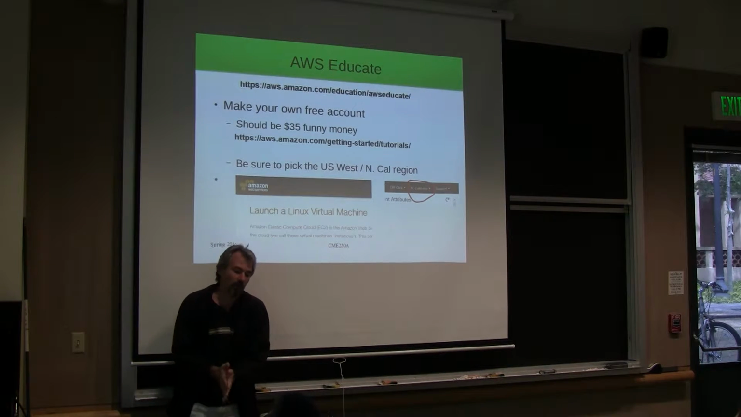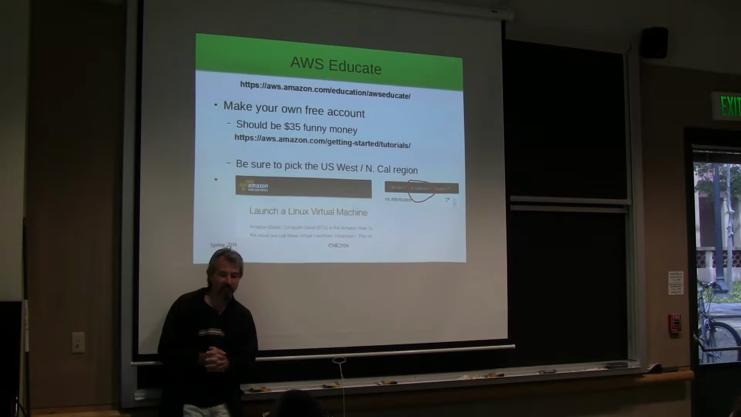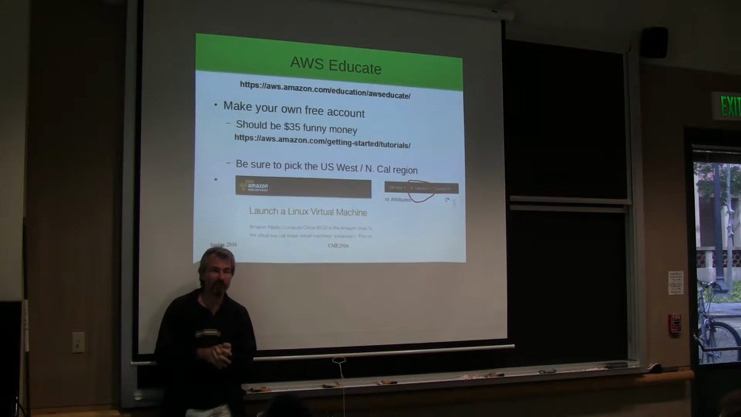Okay, so make your own free account. Amazon says that they'll give you $35 in funny money if you sign up for the AWS Educate using a Stanford email address. I don't have a Stanford email address, so I didn't get this, so I didn't test this one. When you sign up, it asks for an enterprise account or a personal account. Now, I saw that there's an enterprise agreement with Stanford. Have you looked into that?